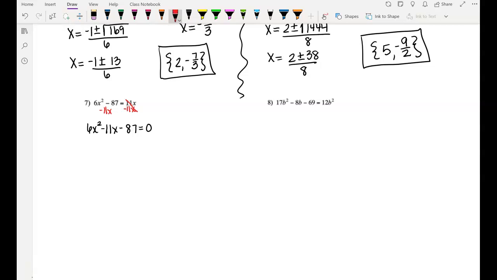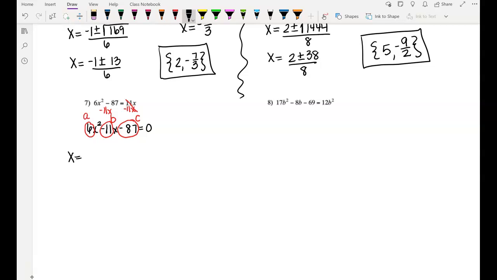And now that I have the one side equal to 0, I know that A is going to have a value of 6. B is going to have a value of negative 11. And C is going to have a value of negative 87. And now I'm at the point I can substitute those values into the formula.